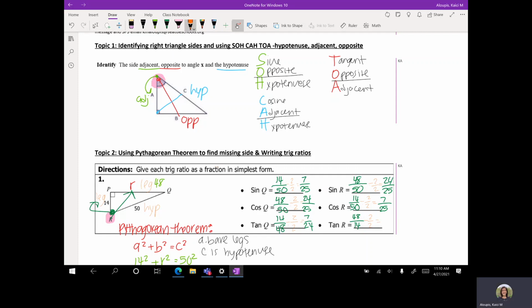And that's going to give us the ratio 24 over 7. Awesome job.